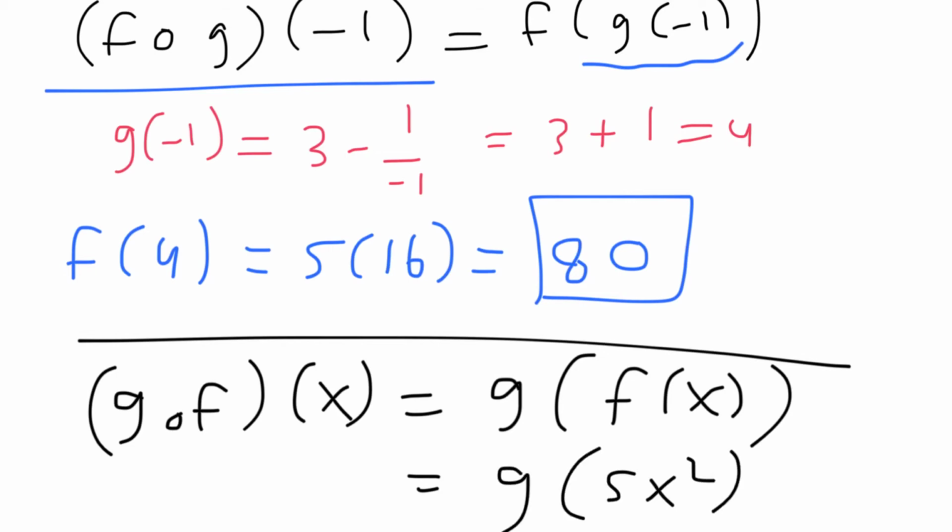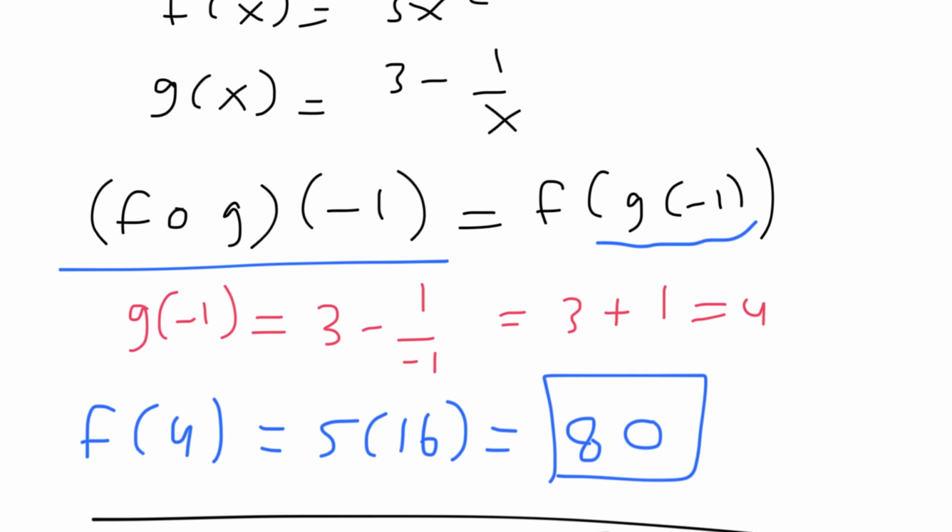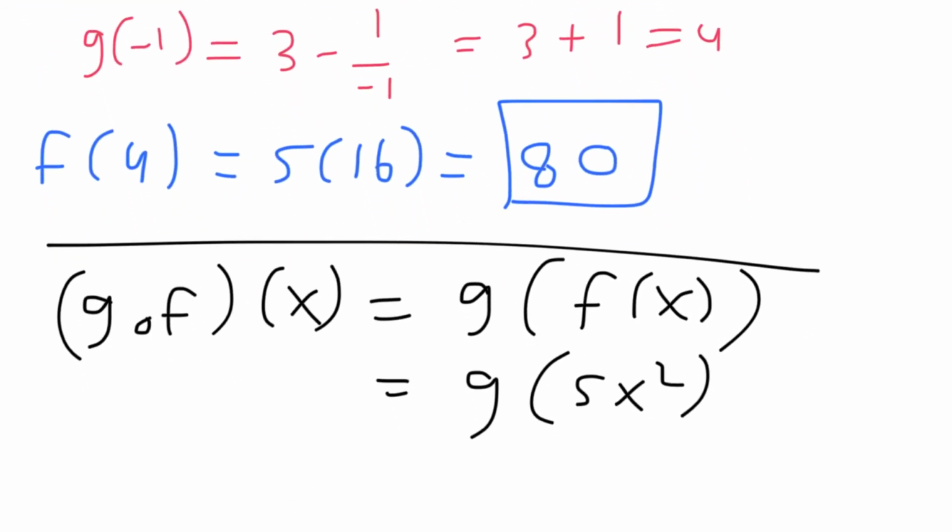Now what does the g itself do? The g itself is 3 minus 1 over x. So that means 3 minus 1 over 5x squared. You just put this 5x squared down instead of the x.